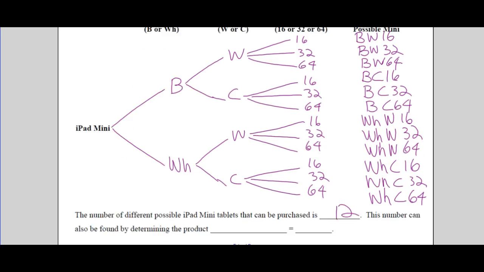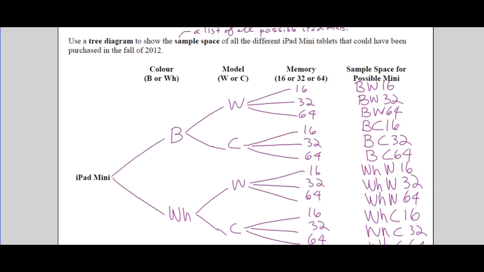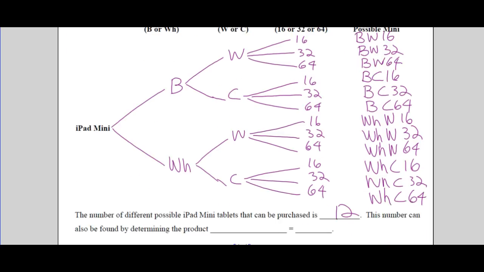This number can also be found by determining the product. So what can we multiply together to get 12? So color, we've got two choices. Model, we've got two choices. Memory, we've got three choices. And 2 times 2 times 3. So 2 times 2 times 3 is 12.